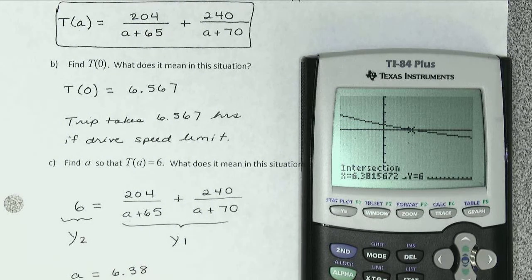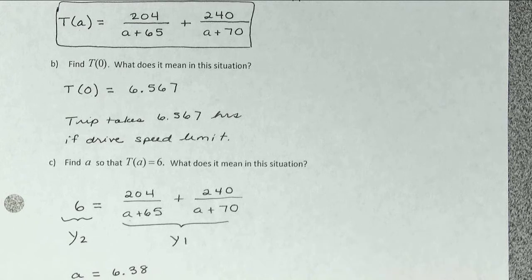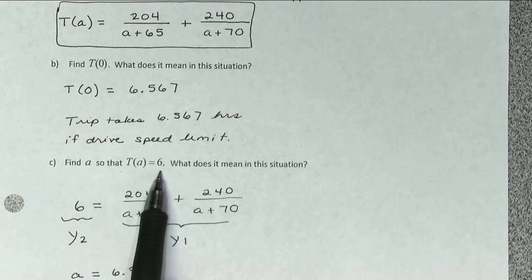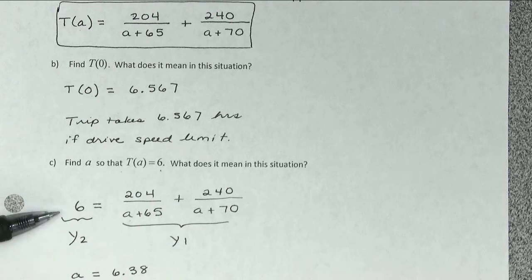So what does that mean? Well, the time was 6. So in order to make the trip in 6 hours, we would have to exceed the speed limit by 6.38 miles per hour at all times.